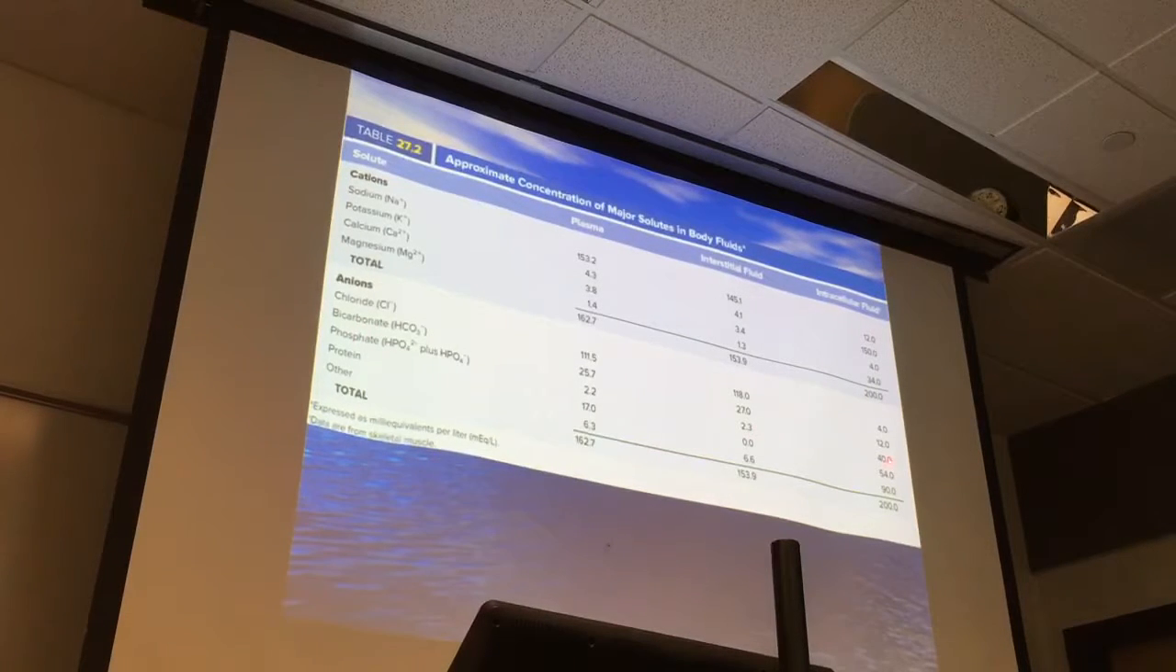Phosphate, 2.3, 40, because the cell brings it in. Protein, of course, is going to be much higher than outside. And the other anions would be more phosphates. I thought phosphates made up most. Oh, these other anions are the proteins. They contribute part of that, and the phosphates are part of it.